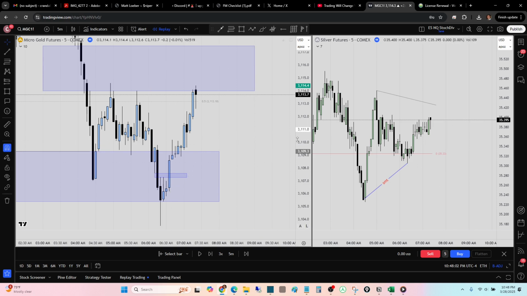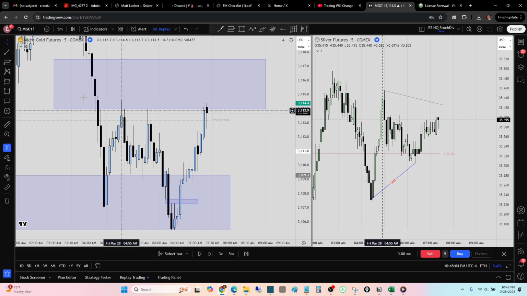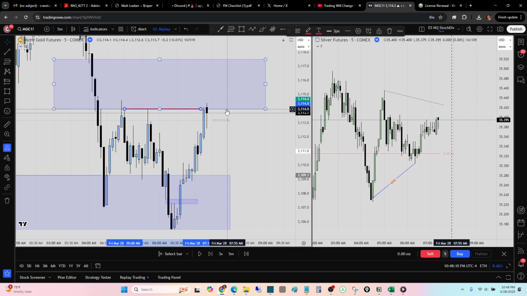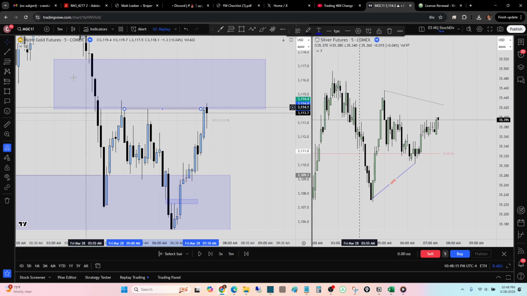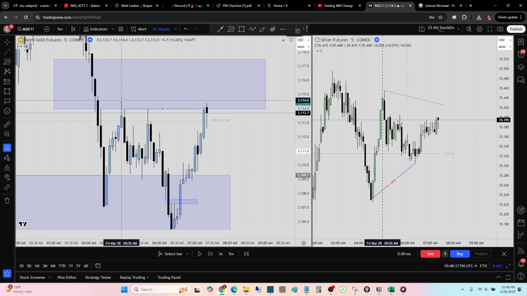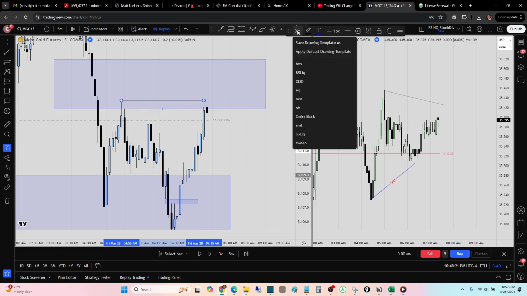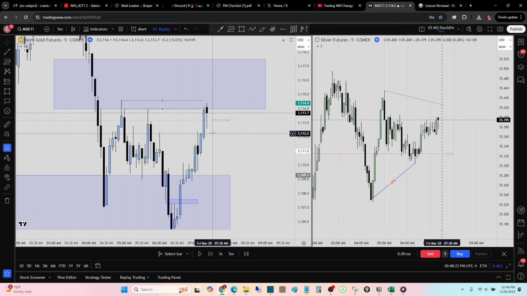And then the next thing I'm looking for is sweeps of previous internal range liquidity, which is these highs right here. That's a sweep, and I think I'd already drawn this one out as well, even though price had not swept it. I understand that, but I did just leave that there like this.